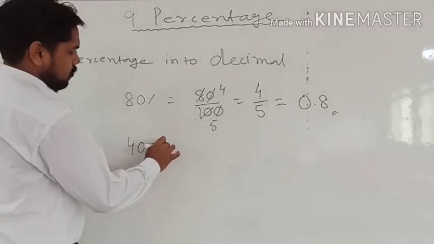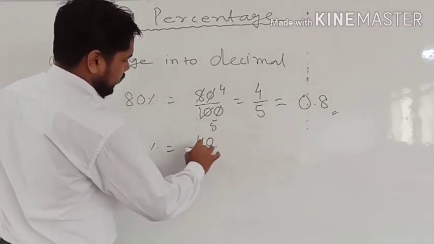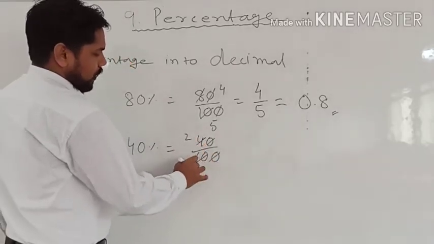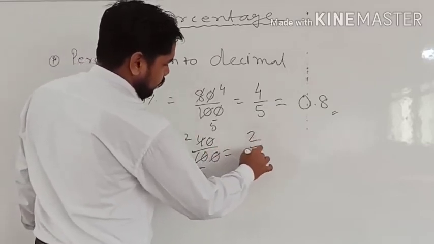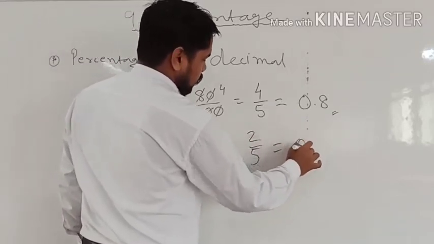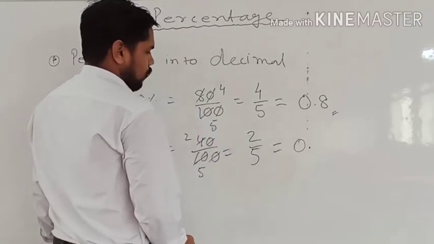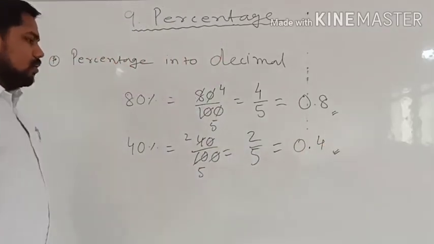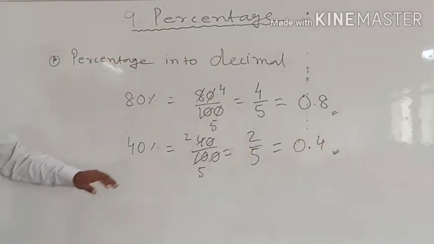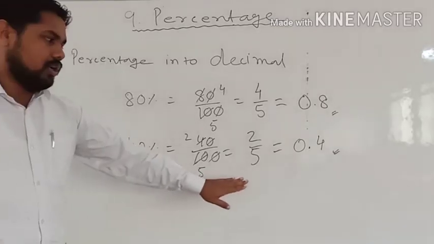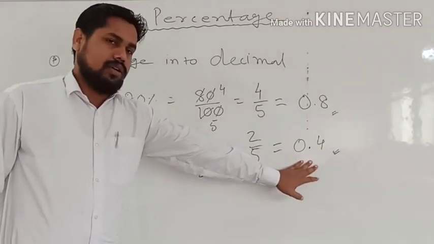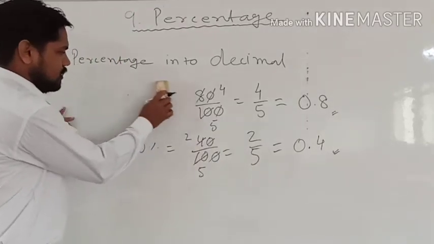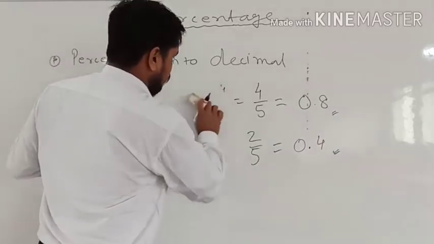So 40% is equal to how much? So this will be 40 divided by 100. Okay, so 0 cancels out, 2 2s are 4, 5 2s are 10. So this will be 2 by 5. 2 by 5 means 0.20, because 5 4s are 20. So 0.4. So this is how you can convert any percentage first into a fractional number and then into the decimal. Okay. So now the next type of questions.